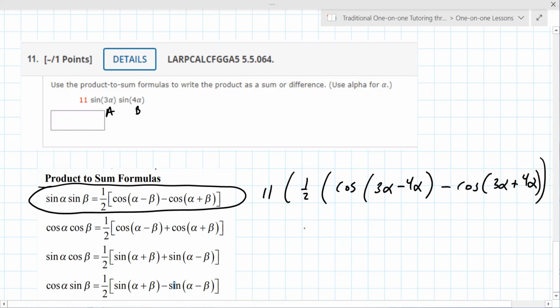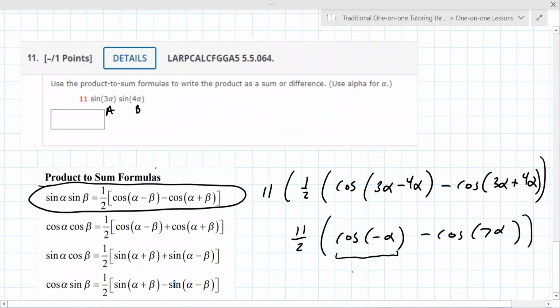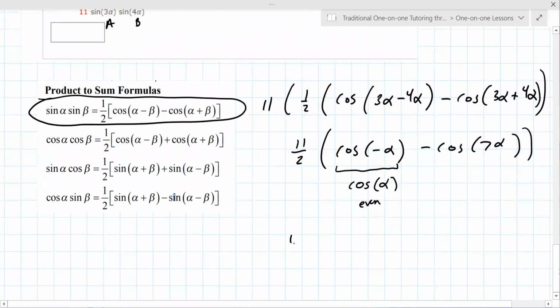So it looks bad, but let's see if we can make anything of this. So it's 11 over 2, and then it's cosine of minus alpha minus cosine 7 alpha. One thing you might be expected to do is remember that cosine of minus alpha is just cosine alpha because it's an even function. So it could be that the final answer is supposed to be cosine alpha minus cosine 7 alpha.